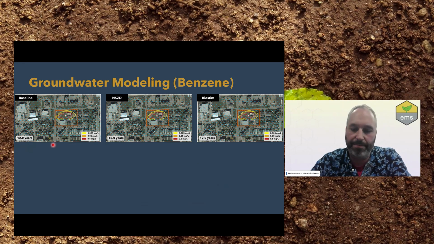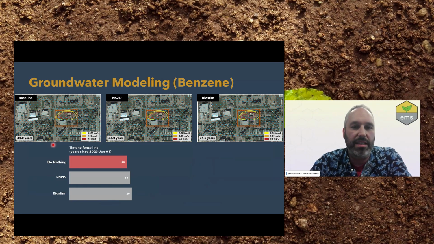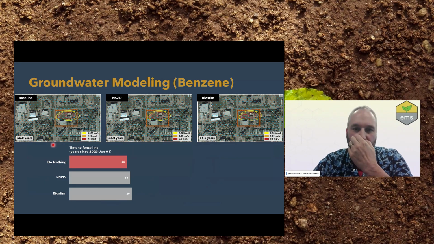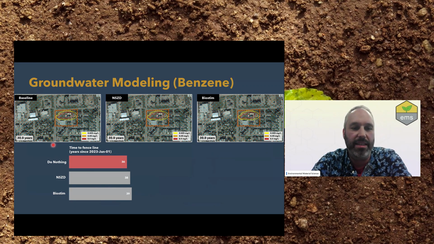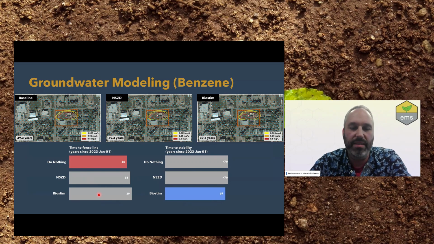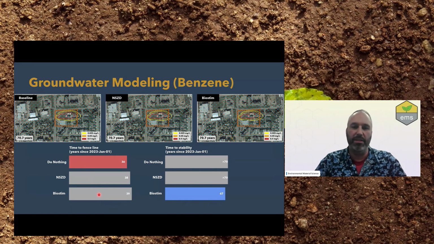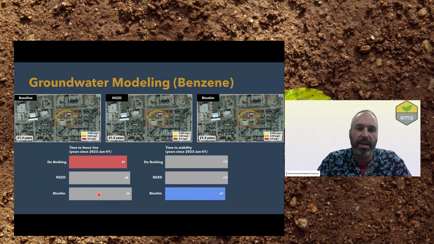It's all the same scenarios. There's not a lot of difference. This, I think, due to the nature of the soils and the high concentrations, might not be a good candidate for biostim. And there's not a lot of difference between the baseline scenario and biostim, for fence line and also in terms of time to stability. But it looks like it's going to take several decades for that plume to reach that critical receptor at the edge of the site.